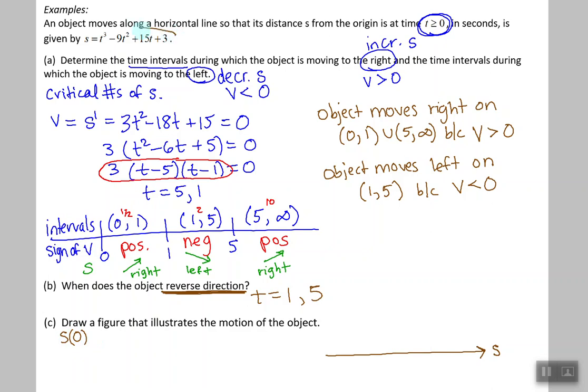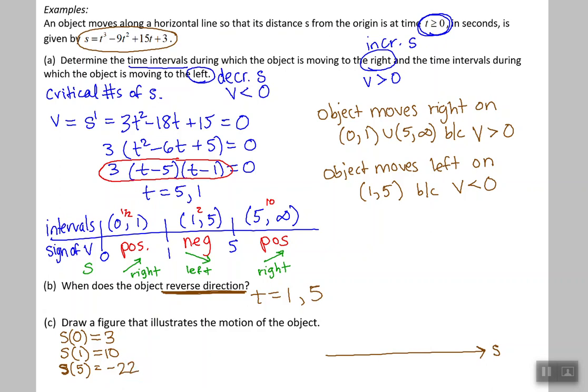S of 0, if we go back to the original function and plug in 0, we'll get 3. Other important times are when it changes directions, like at t equals 1. So we'll plug in 1 into our original function. That gives us 10. And it changes directions again at 5. So we'll plug in 5, S of 5, into our original function, and that yields negative 22.